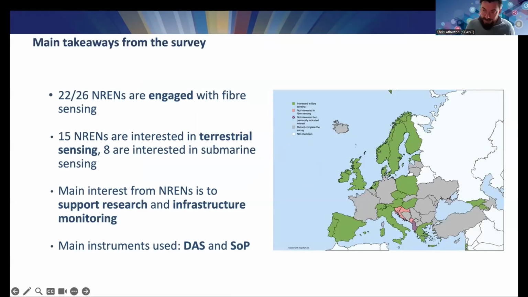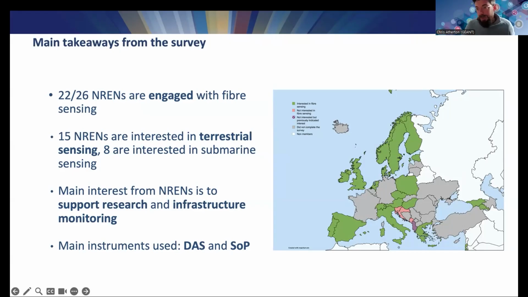One of them did say that they were interested in fibre sensing in the past, but the research group that they were working with went quiet, and so they've changed from interested to not interested at the moment, but could be in the future. There were a few NRENs that didn't respond, which we are aware are working on fibre sensing, or at least there's fibre sensing activities going on within their country.